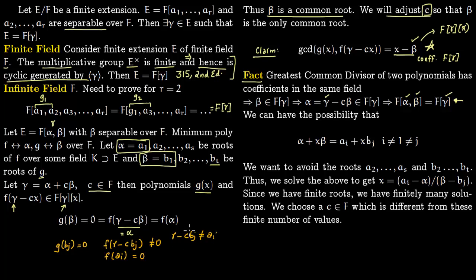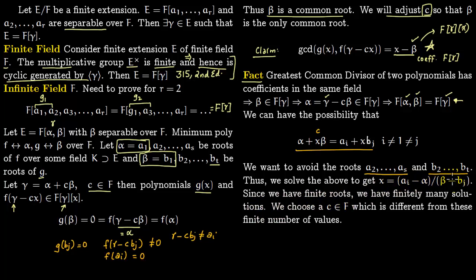So to do this, we will adjust this c. We want to avoid these roots a 2 to a s and b 2 to b t, because we are only worried about the first roots. So we solve these equations. Here i will go from 2 to s and j goes from 2 to t. Not the first one, because alpha and beta we obviously want to hold. So you solve this equation, you get x is equal to a i minus alpha over beta minus b j. So you only have a finite number of values here, which you can plug in for x. So this x is what is going to be c.